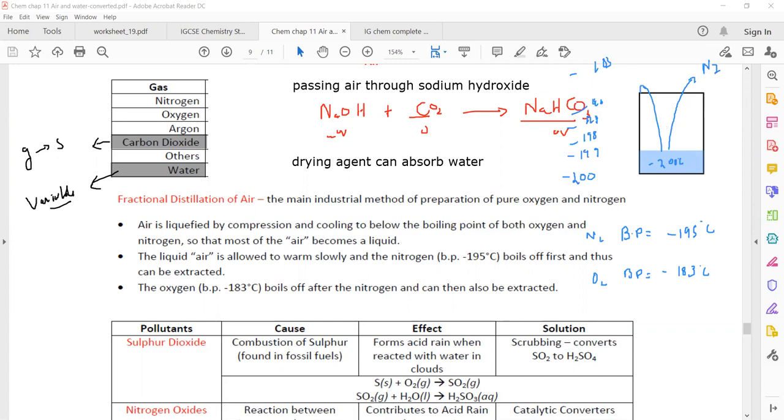So this technique is used to extract nitrogen and oxygen from the air, and the technique is known as fractional distillation. Is it clear? The fractional distillation of air. So I want you to copy this, fractional distillation of air, and add two parts after writing it. The first step is passing air through sodium hydroxide to remove carbon dioxide, and passing it over a drying agent which will remove water, and then these steps.